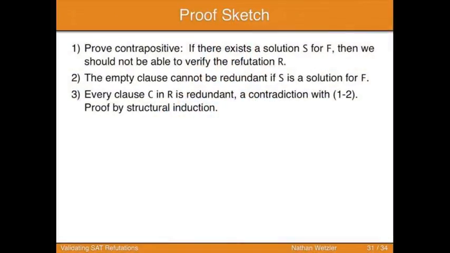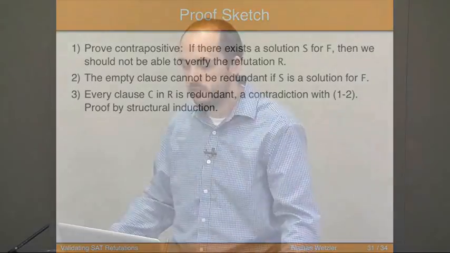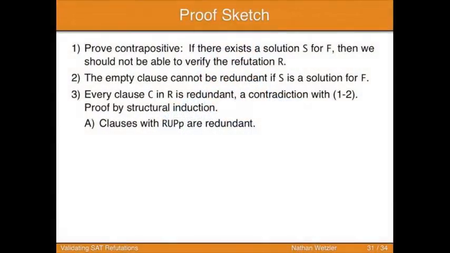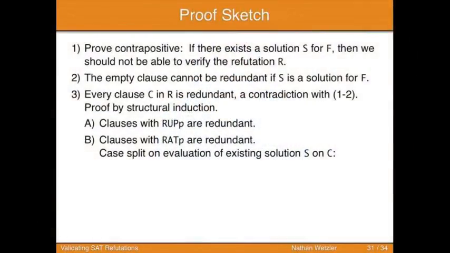Next, we show that every clause in the refutation is redundant. And this gives us a contradiction with the first 2 points. And we prove something like this using one of our main methods available to us in ACL2, which is structural induction. To prove 3, we end up showing that clauses with the RUP property are redundant, and clauses with the RAT property are redundant. And this is proven using a case split on the evaluation of this hypothetical existing solution with respect to the clause we're trying to establish as being redundant.